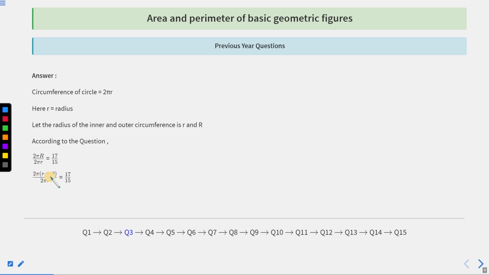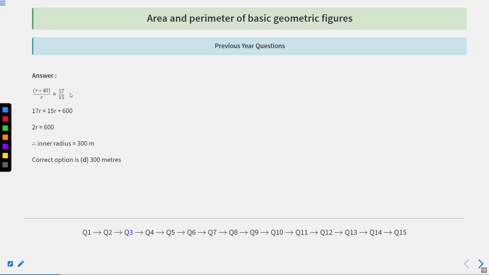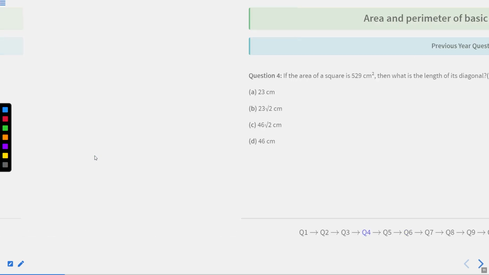So 2 pi R plus 40, that is capital R for you. 2 pi times small r plus 40 upon 2 pi r equal to 17 upon 15. On simplification, 2 pi gets cancelled. R plus 40 upon r equal to 17 upon 15. And on simplification, you will have 2r equal to 600. Therefore, the inner radius is 300 meters. So the correct option should be option D, that is 300 meters.